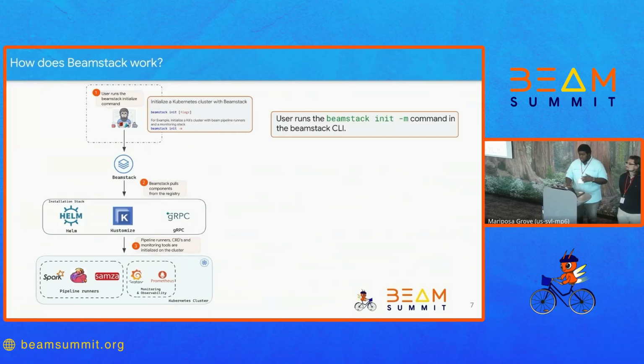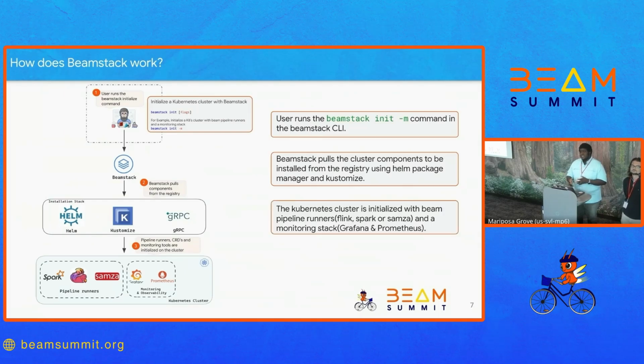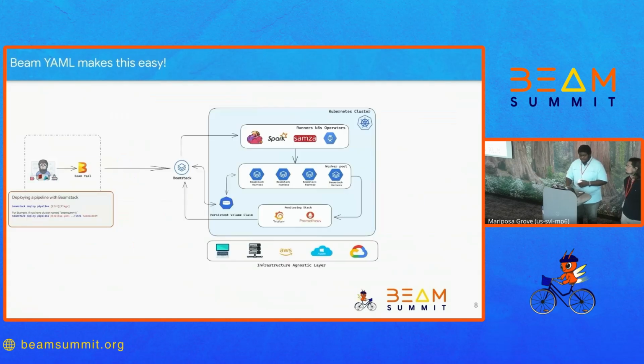So what then happens is BeamStack pulls the cluster components to be installed from the registry using Helm package manager and Kustomize as well. And then it goes ahead and initializes the pipeline runners, which is Flink, Samza, or Spark, depending on your preference, and the monitoring stack that is going to be installed, which is Grafana and Prometheus as well. So BeamYAML makes this super easy.